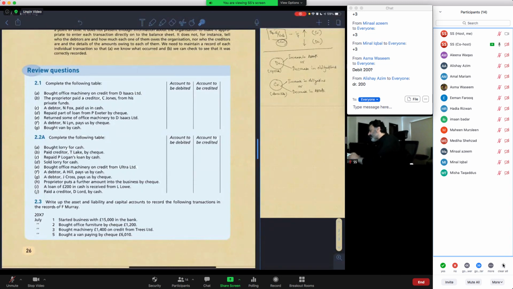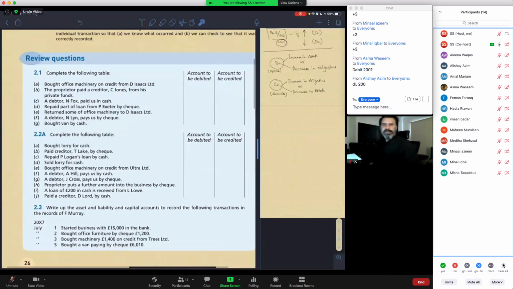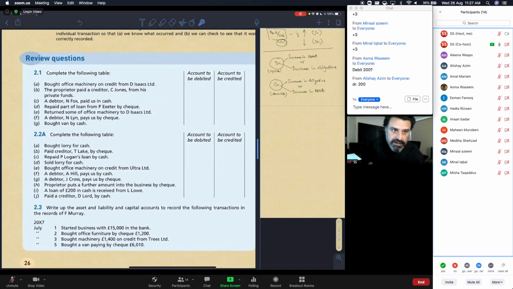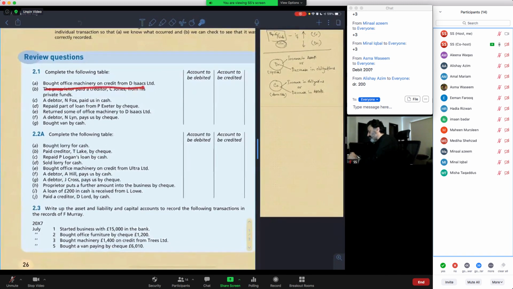So now we are given a set of transactions here. How much time do we have? Oh, we have just 3 minutes left. So let me just do the first transaction here. मैं दोनों तरीकों से एक ट्रांजैक्शन में कर देता हूँ. एक फॉर्मल तरीके से हम करेंगे और दूसरा हम ज़रा वर्क अराउंड यूज़ करते हुए शॉर्टकट तरीके से उसकी डिस्क्रिप्शन देंगे. Bought office furniture on credit from DISX Limited. This is the transaction. Okay.